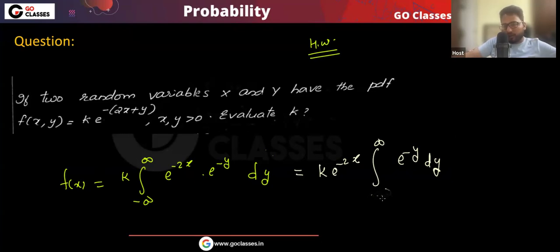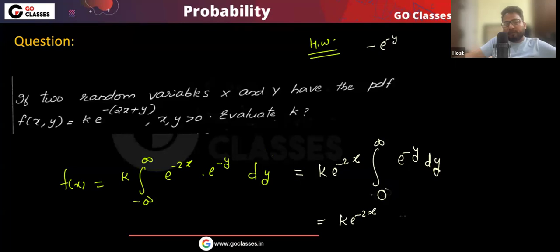Okay, so let's just solve it. It will be e power minus y. If you put infinity, then it is 0, and minus and minus will be plus. If you put 0, it will be just 1. So it will be k into e power minus 2x, which means this f of x is k into e power minus 2x.